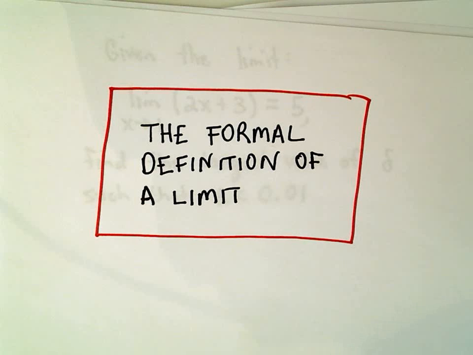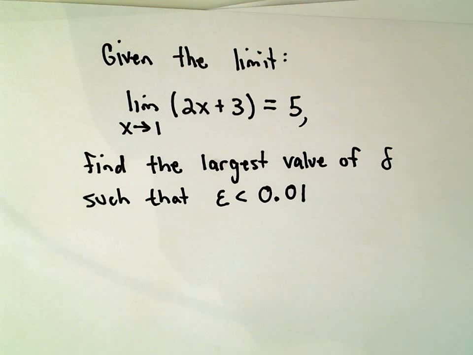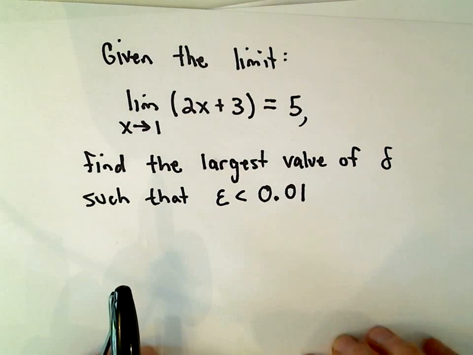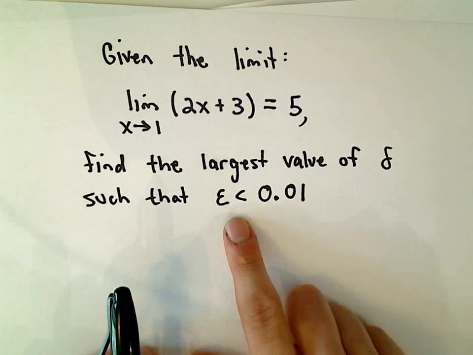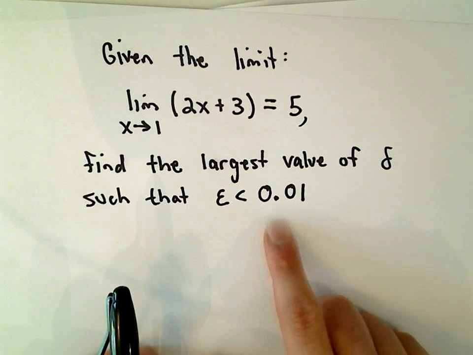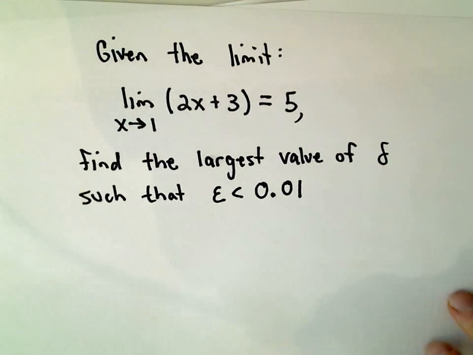Alright, in this video we're going to do an example related to the formal definition of a limit. Suppose we're given that the limit as x approaches 1 of 2x plus 3 equals 5. We want to find the largest value of delta so that epsilon will be less than 0.01. And graphically all this means is the following.